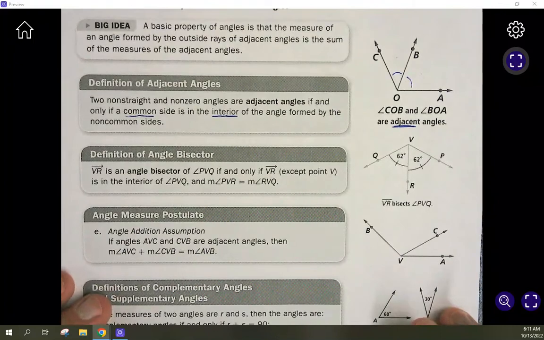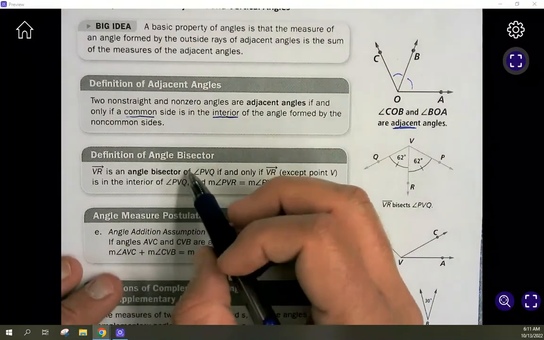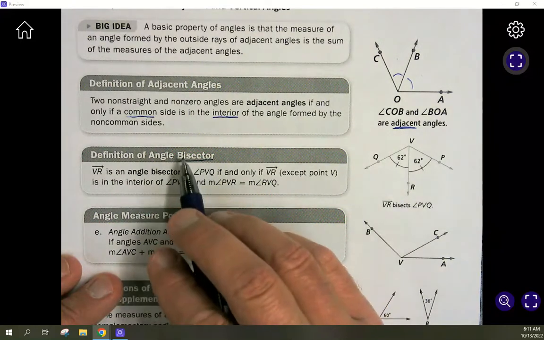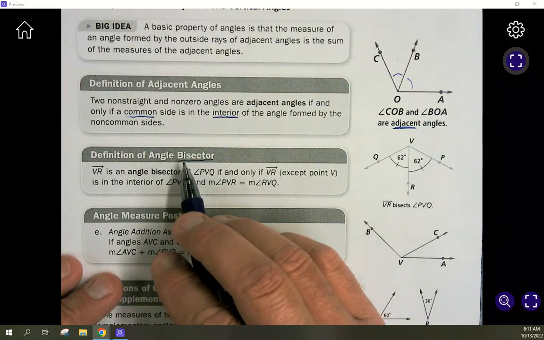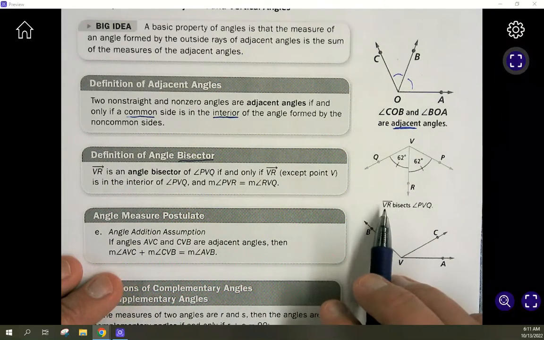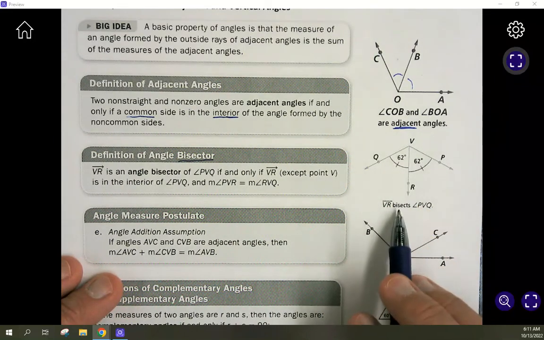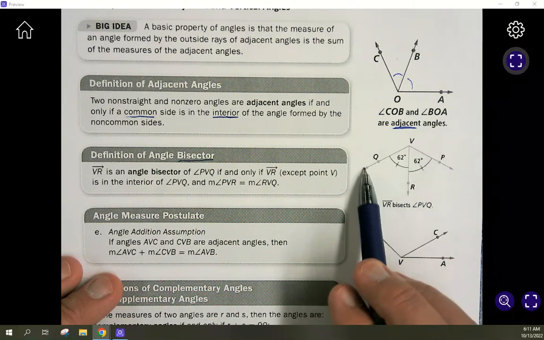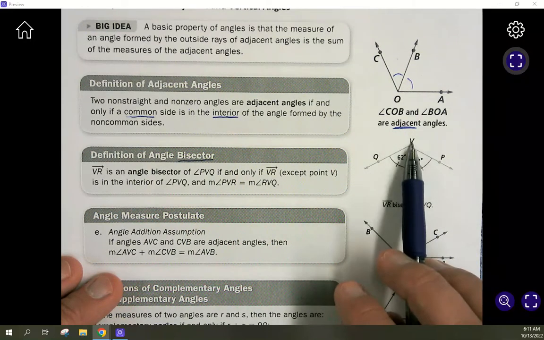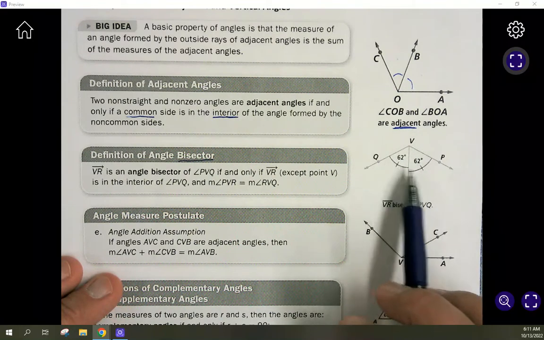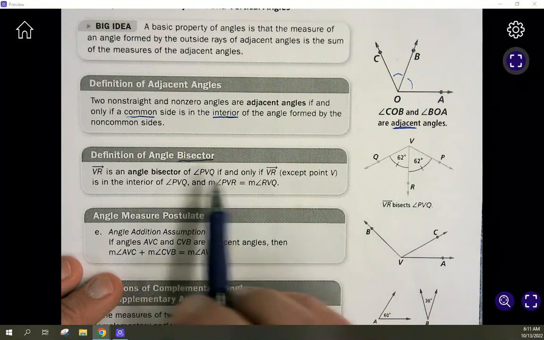All right, some special adjacent angles. Angle bisectors. So when you bisect something, bi is 2, you're cutting it into two equal pieces. So you can see right here, VR, this ray right here, bisects PVQ. So the big angle is bisected by this ray, and that means it's cut perfectly in half. It has two equal angles now, so bisects means that.